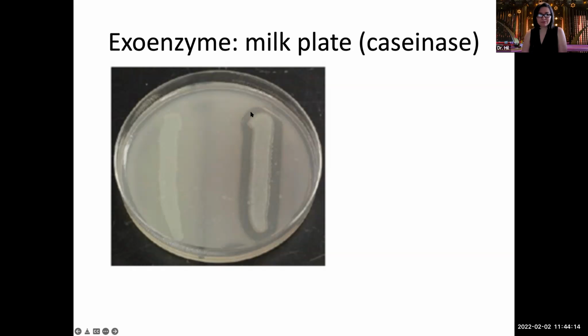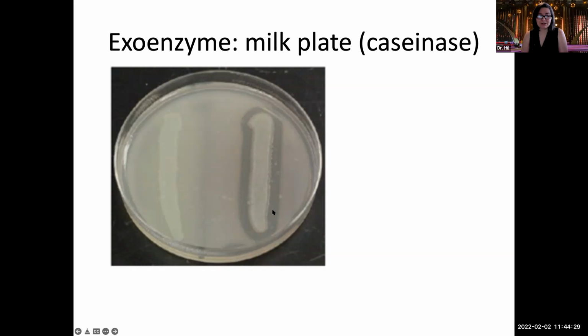That's right, on the right. Now, this is actually a differential plate. It's differential for caseinase production. And you can see it's not a growth assay because both these organisms grew. It is a differential plate.